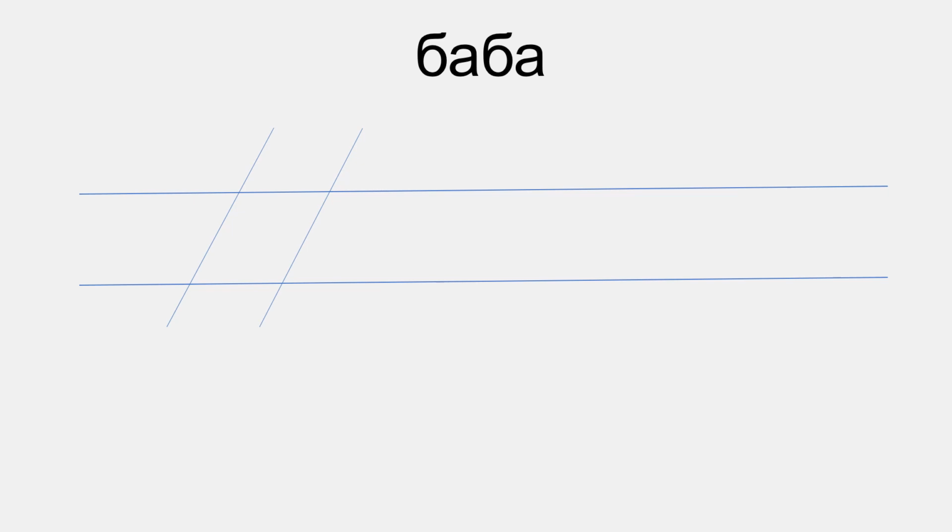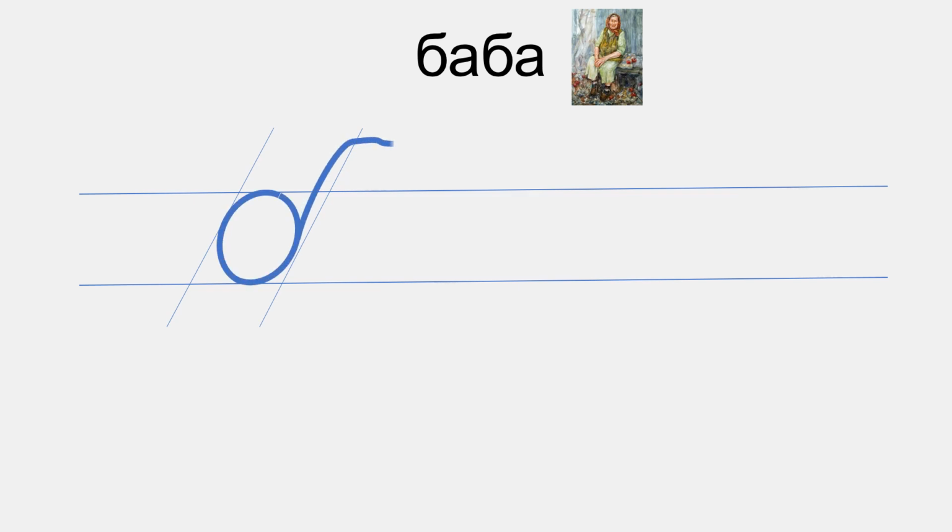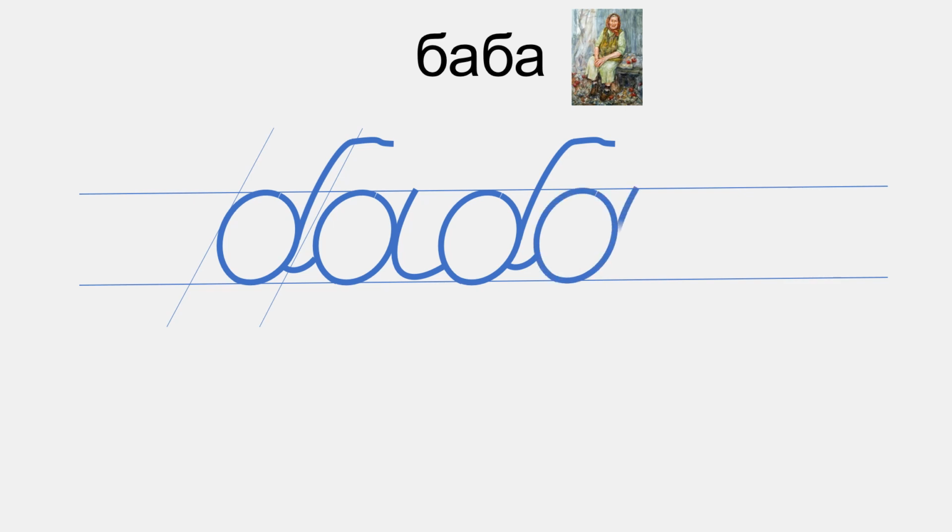The first word I chose is Russian baba. Baba means grandmother. I picked a very nice picture of a Russian babushka, baba. So let's practice. Here we practically create two syllables with B and A. We start with B, oval, stroke, connector, oval for A, hook, oval for B, now this hook, connector, and second A, baba.